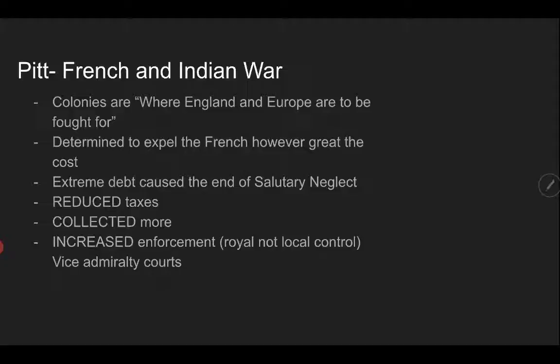Now, the policy here is actually kind of odd. It seems counterintuitive, but what they actually start doing is reducing taxes, collecting more, and increasing enforcement. Then they also start putting things in royal, not local control, meaning that if you get caught smuggling, you're not going to go in front of your friends. You're going to go in front of a royal court. So why would you reduce taxes in order to get more money?